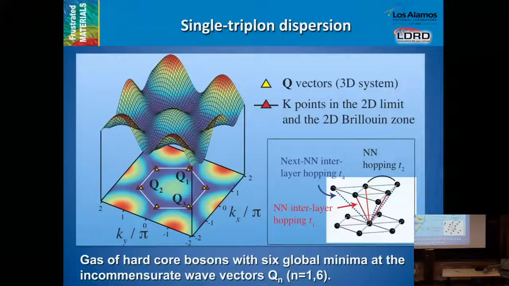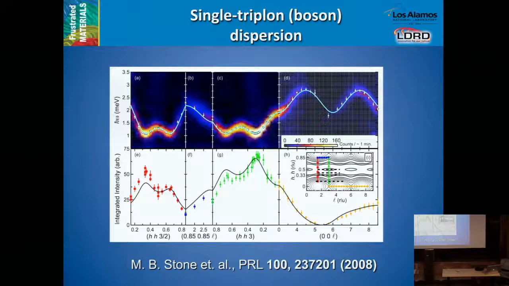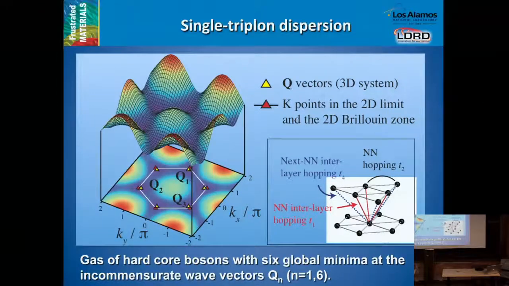So the story is that once you fit this dispersion, you notice that if you look at the low energy sector of this single triplon dispersion, you end up with 6 minima. If you look in momentum space where these 6 minima are located, they correspond to these yellow triangles. The red triangles are the high symmetry points that I was mentioning before for the single triangular layer. Remember that there are only 2 inequivalent red triangles, because these 3 are equivalent to each other and these 3 are equivalent to each other. So there are only 2.